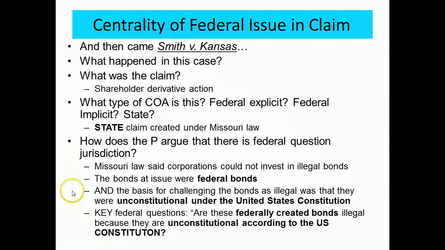So the key questions and dispute in this case were, are these federally created bonds illegal because they're unconstitutional according to the United States federal Constitution? A lot of federal stuff going on in here. Federal bonds, Congress's power itself, and constitutionality underneath the federal United States Constitution.